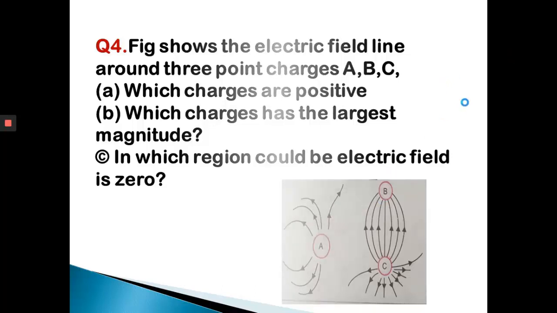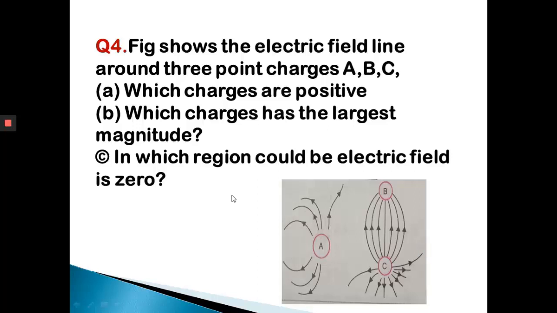Now, which charge has the largest magnitude? Here, see, number of field lines will be representing the magnitude. For A, 1, 2, 3, 4, 5, 6, 7. Right. For C, 1, 2, 3, 4, 5, 6, 7, 8, 9. Along with that, towards B also it is moving. So C is having more magnitude.